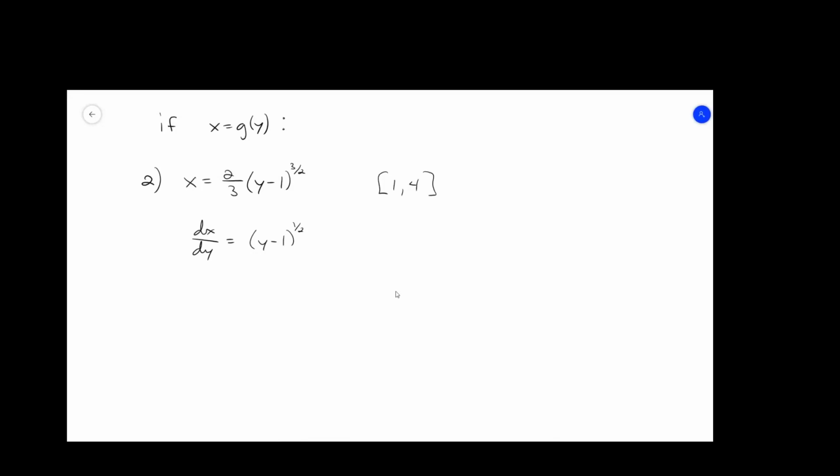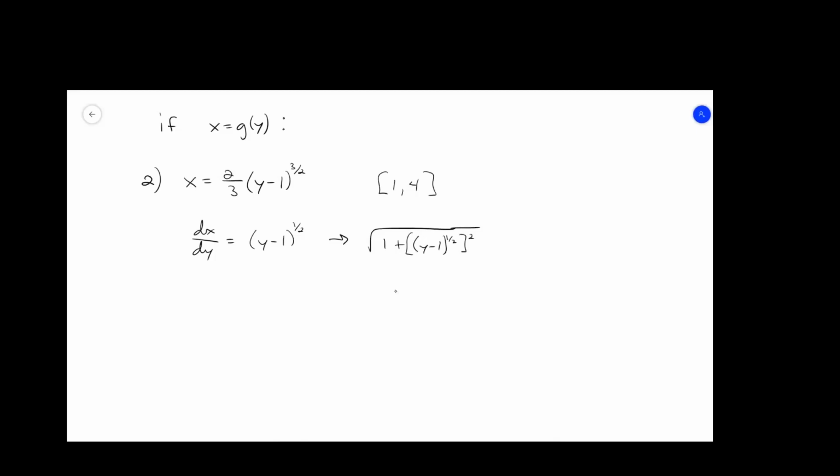Okay, so then I want to plug that into the formula. We'll get, what is the square root here? Here we've got y minus 1 to the 1/2. That's dx/dy, and then we want to square that.